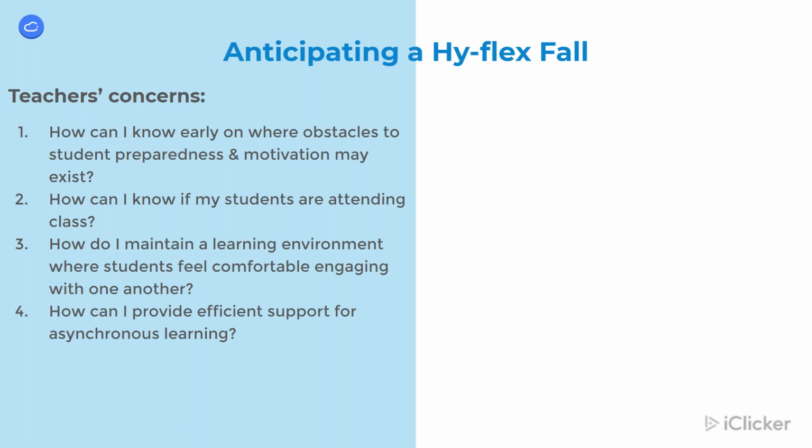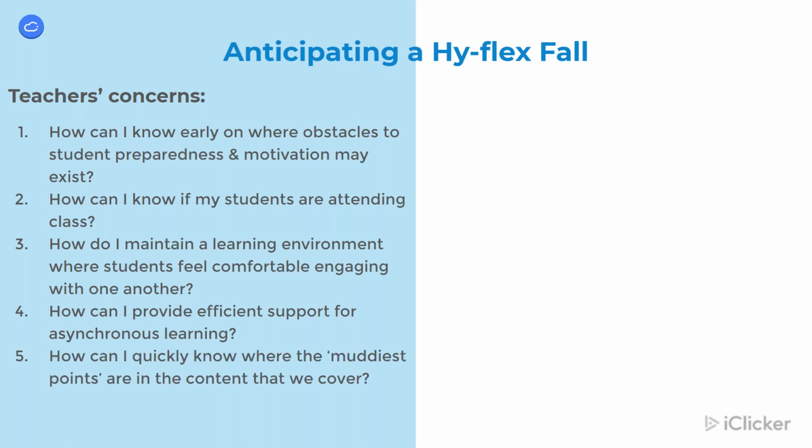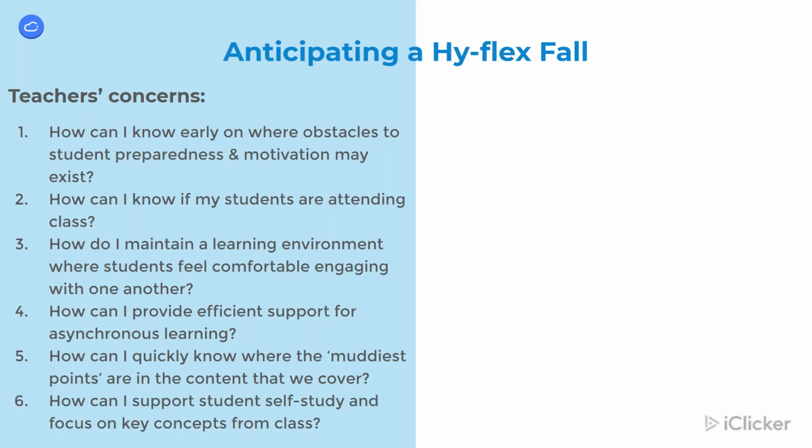Instructors also want to know, how can I provide efficient support for asynchronous learning? So, you may still have a lot of classes where you're not having those live meetings with your students. iClicker can still help in those situations. And then they want to know, how can I quickly know where the muddiest points are in the content that we cover? A lot of times students, even if they're really into participating, they're extroverts, they're always raising their hands, they're not always quick to point out to you, the instructor, where they're having the most trouble. And iClicker can really help with that.